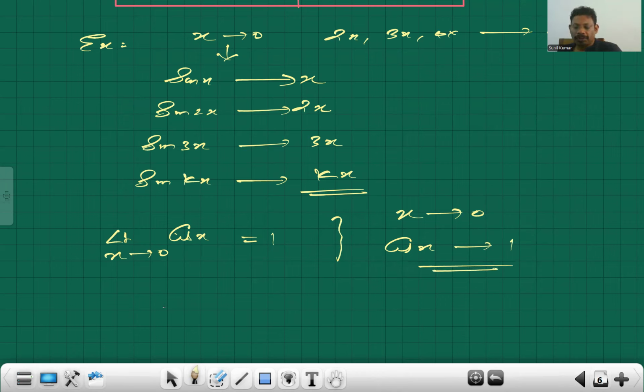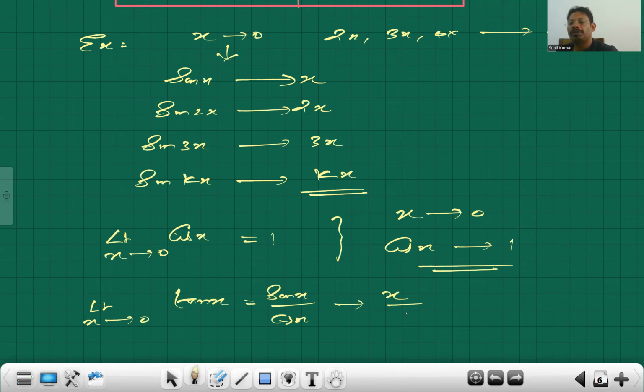Now, same situation for tan x also. Whenever limit x tending to 0, what is happening to tan x? We know tan x is sin x by cos x only. So what is happening to that? Numerator tending to x, denominator tending to 1. These are the things we are getting from this.